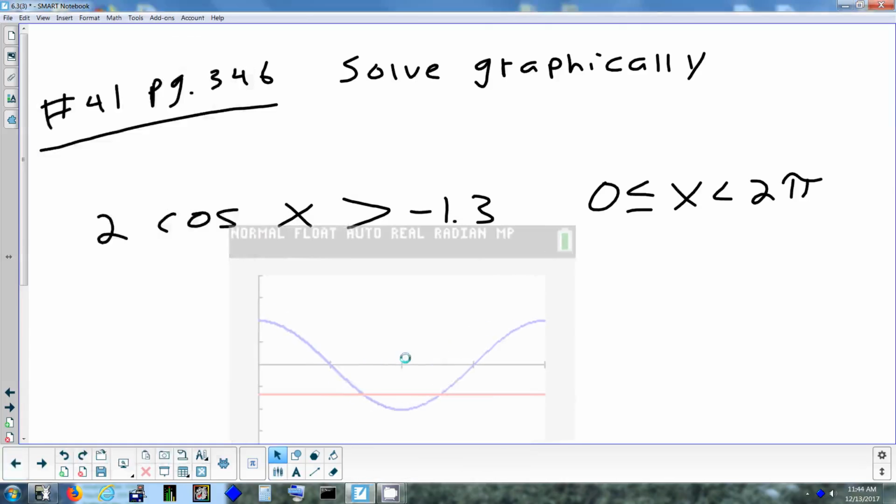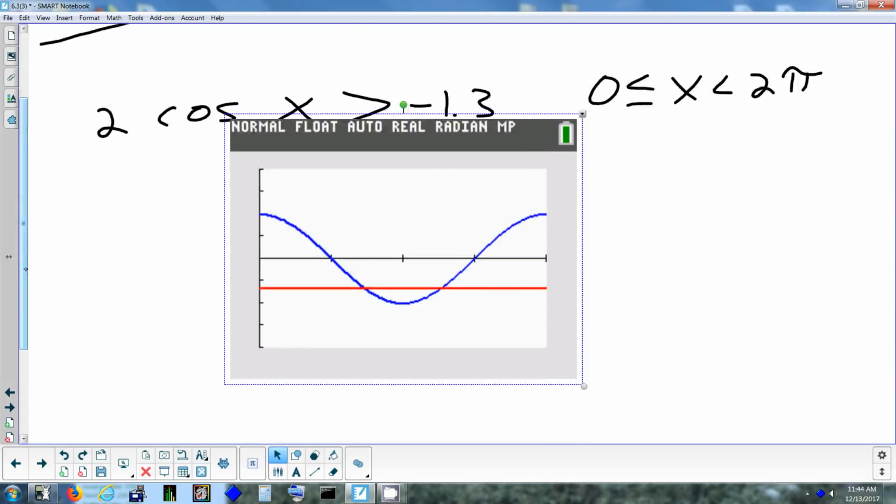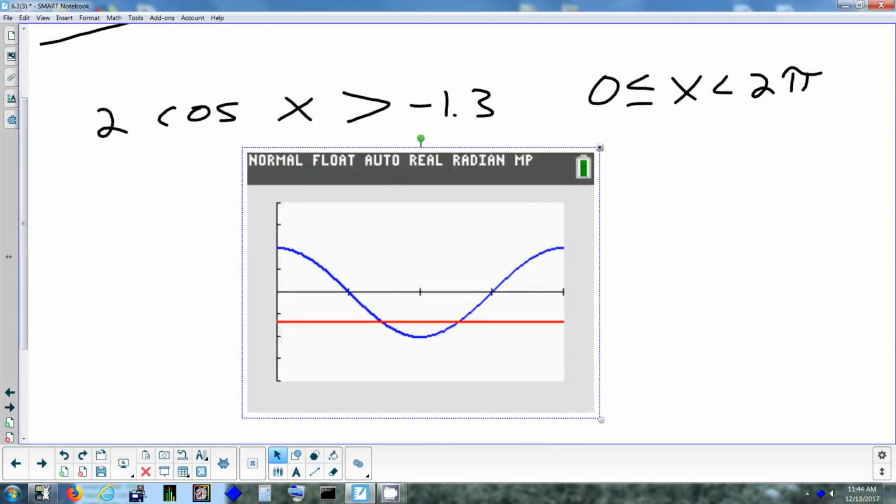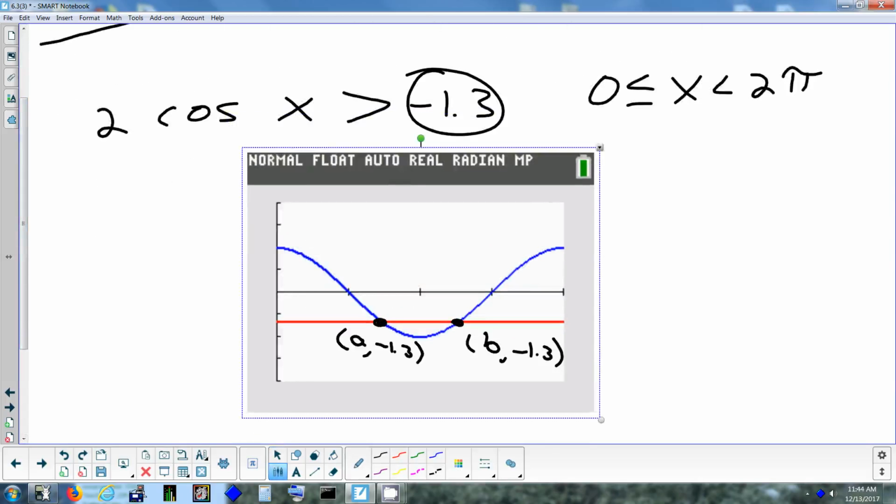In order to figure out where the graph in blue is below the one in red, what do I have to find? I need the two intercepts. I need the coordinates of these points. Let's say this coordinate was a comma negative 1.3. You could do second calculate intersect and figure it out. Say the next coordinate was b comma negative 1.3. I know it's negative 1.3 because it's on this line. So I know the y value, but I don't know the x value without doing it out.